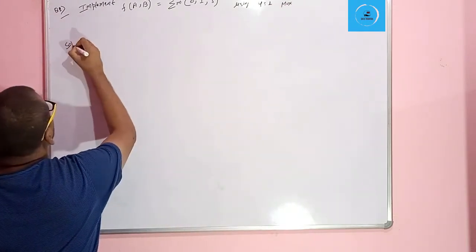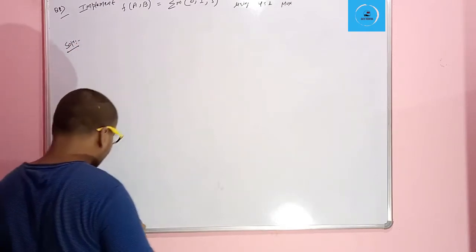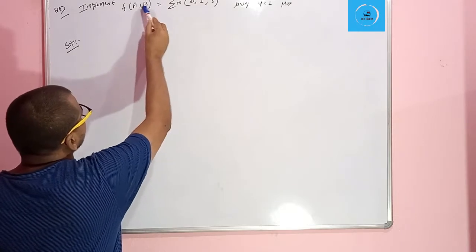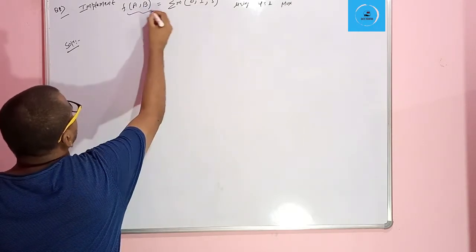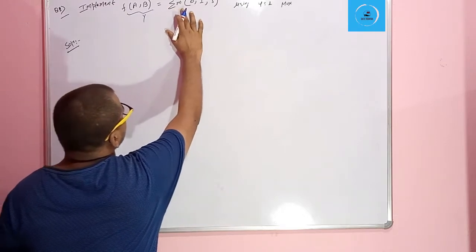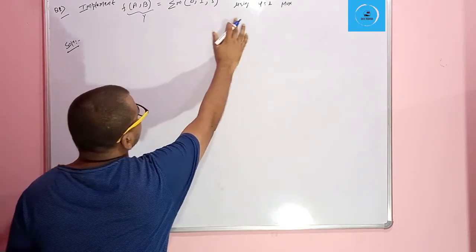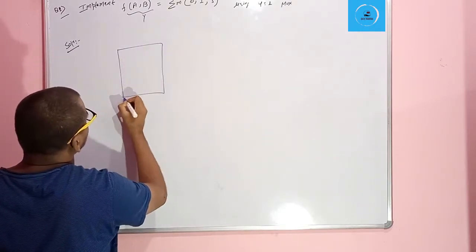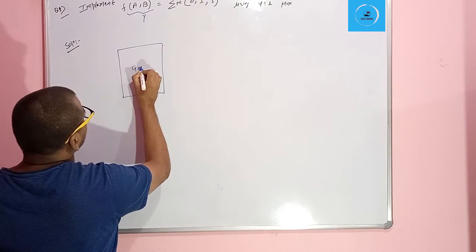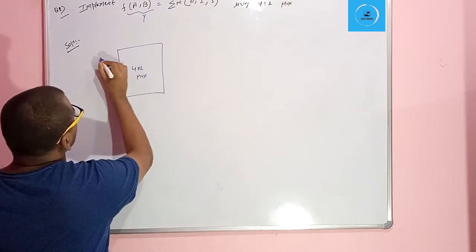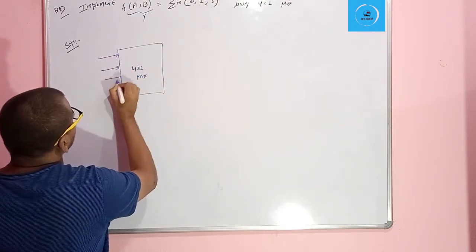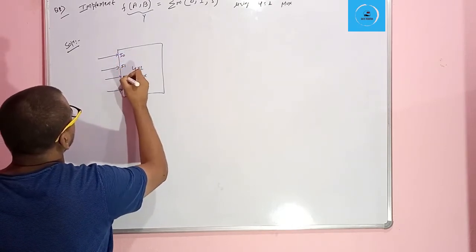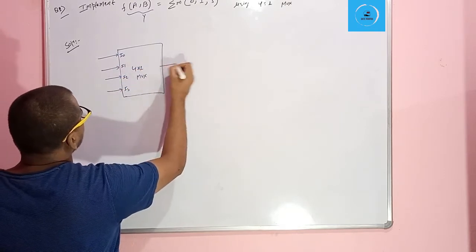Then our solution. First, what is the question? The question is to implement f(a, b), that is the output y, equal to the minimized expression of 0, 1, 3, using the 4 to 1 mux. So first we are going to make the 4 to 1 mux. This is the 4 to 1 mux, and the inputs are I0, I1, I2, and I3, and here the output is y.